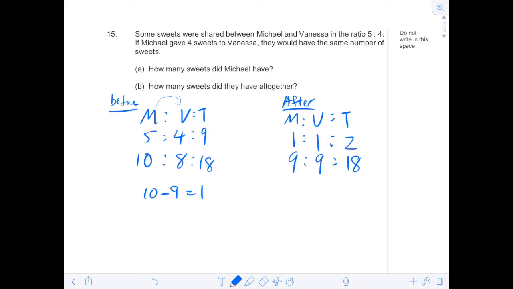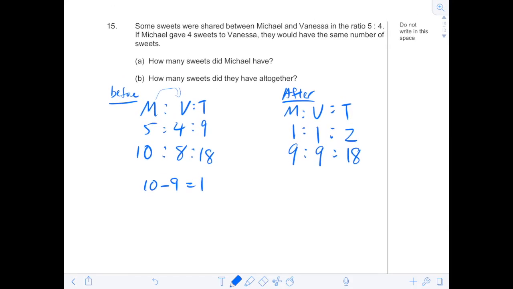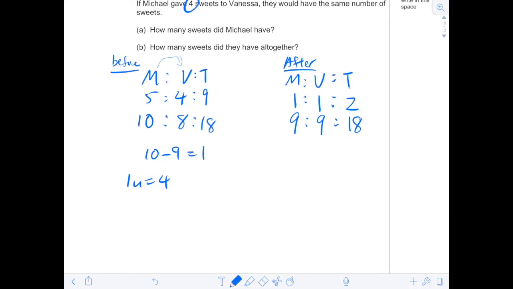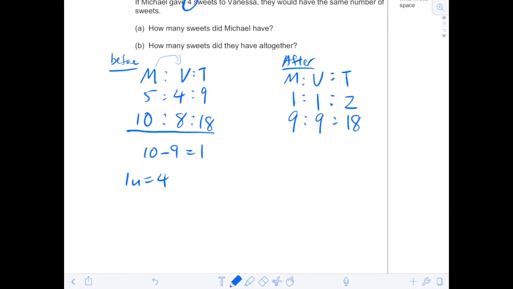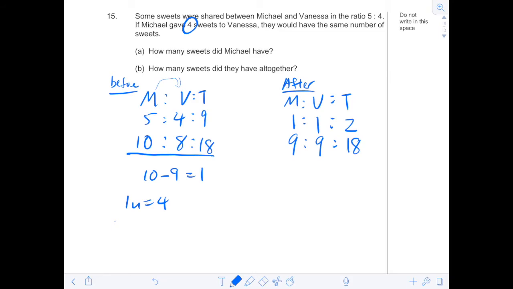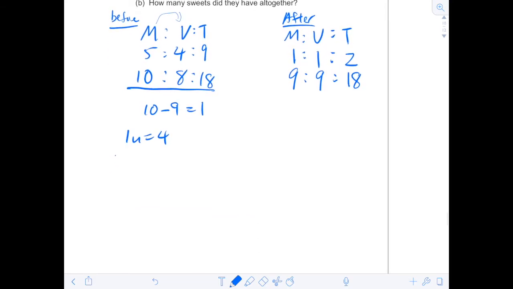So 1 unit was given, and here, following the 4 sweets that's given up here, you get 1 unit equals to 4 sweets. And you want to know how many sweets did Michael have? Michael has, now we're looking at this one, the 10 units here. How many sweets did Michael have? Now because this is only an if, so Michael had 10 sweets, he didn't have 9 sweets. It's all looking at the before model. So 10 units will therefore be equal to 40. So this will be part A.